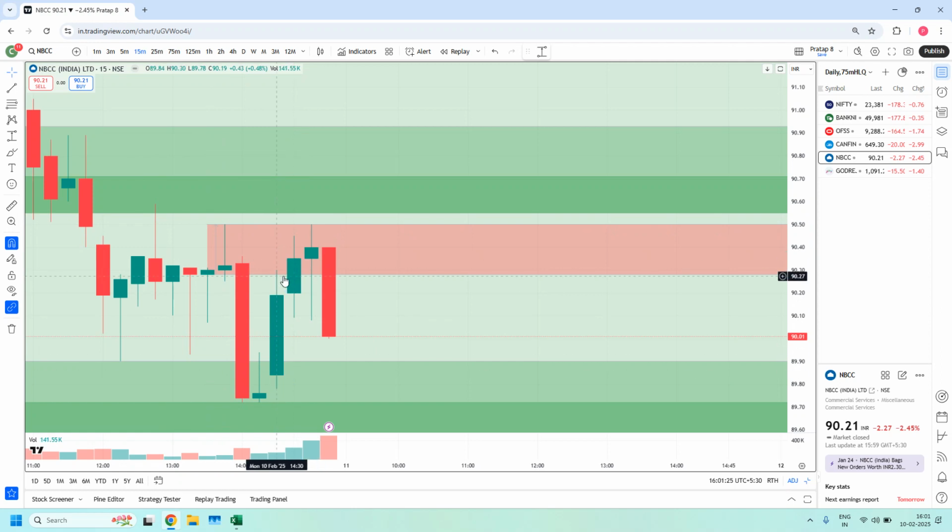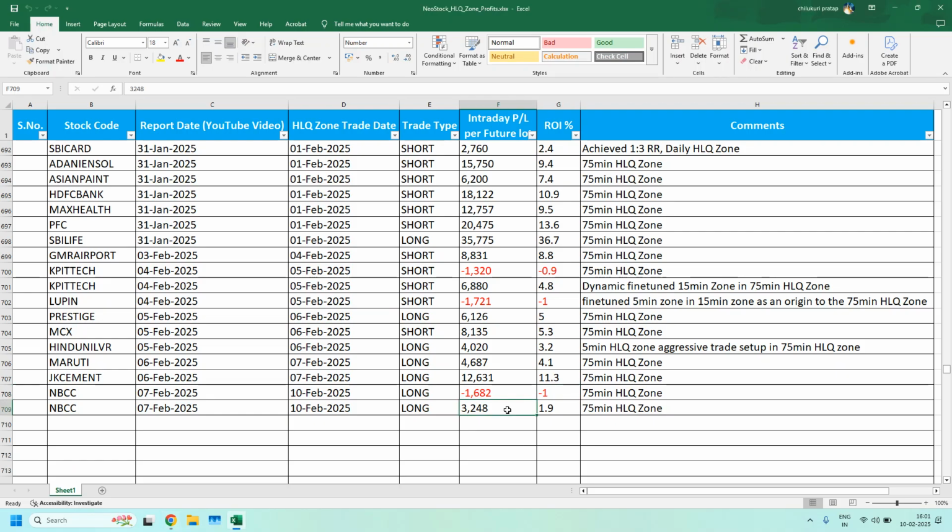But anyway, till this 15 minute zone, from here to here, we got a profit of 3,248, which is 1.9% ROI. At least you would have recovered your loss. Apart from that, you would have got maybe another 1,500 rupees profit.